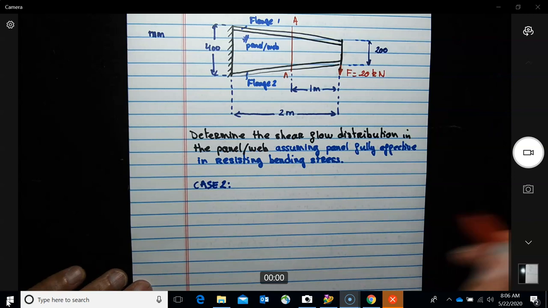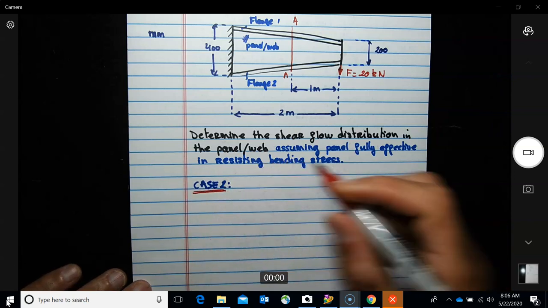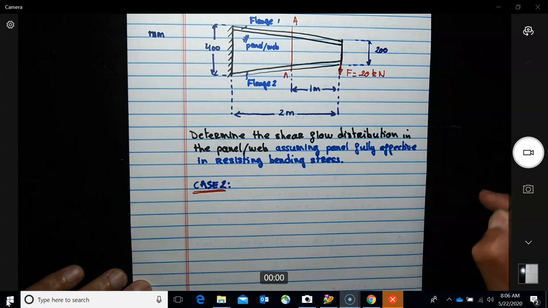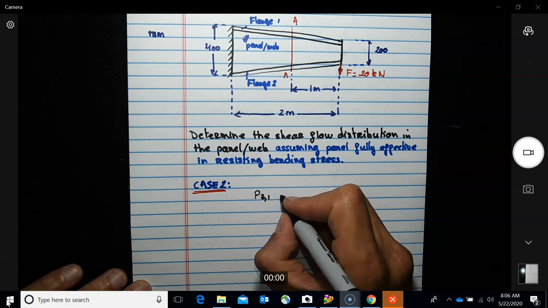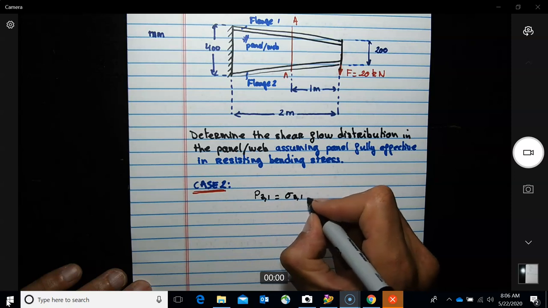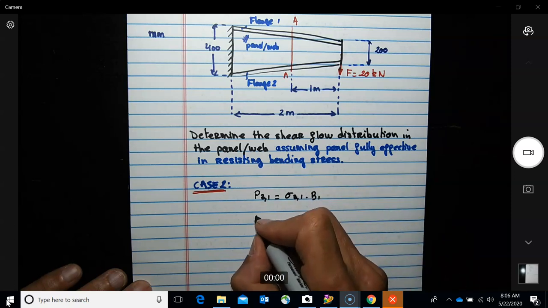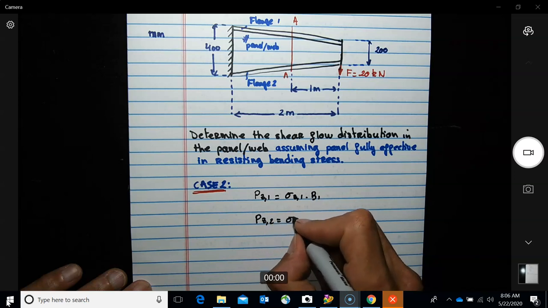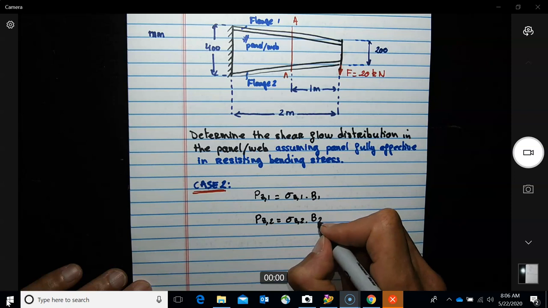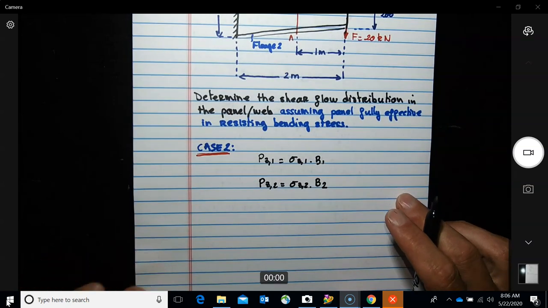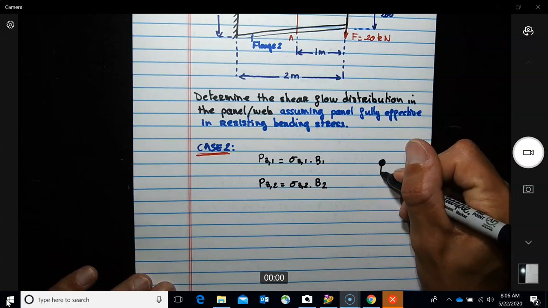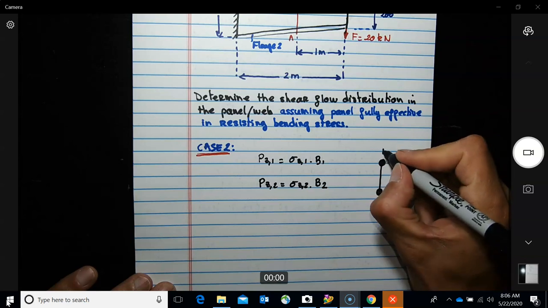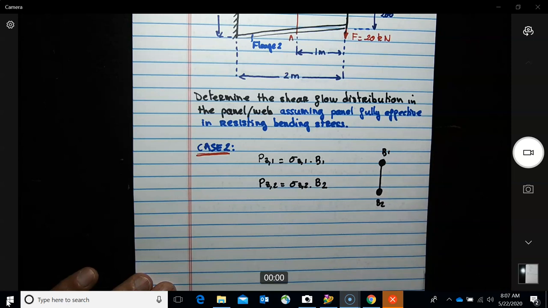And for case two, we had that P_z1 was equal to sigma z1 times b1, and P_z2 was equal to sigma z2 times b2. Okay, let me do a figure again. So this means we have here b1, b2. This is the idealized section. So this one is effective.